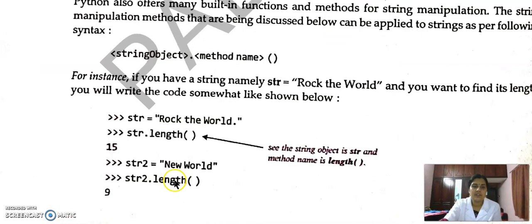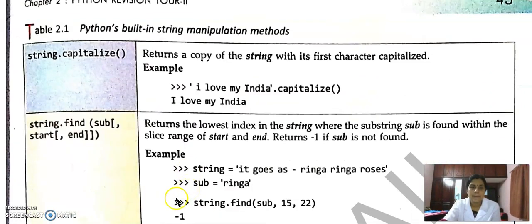Then next, some string functions are there. There are some built-in string functions we can use by using this example. It's simple and you studied it in first year also. String dot capitalize, what will be the output? I love my India dot capitalize means the first character will be capital. It returns a copy of the string with its first character capitalized. The first character is i, which becomes capital I.